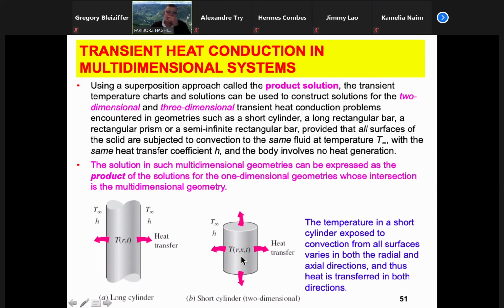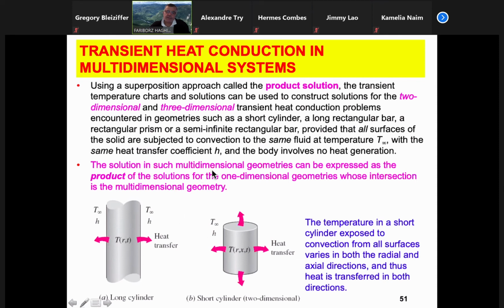Therefore, in this case, you cannot assume it's long because you also have heat transfer here from the top and bottom. Therefore, in this scenario, we have to be able to find a solution where the heat transfer is two-dimensional or three-dimensional or four-dimensional, okay? Therefore, we have to find a way to solve this type of problem, okay?